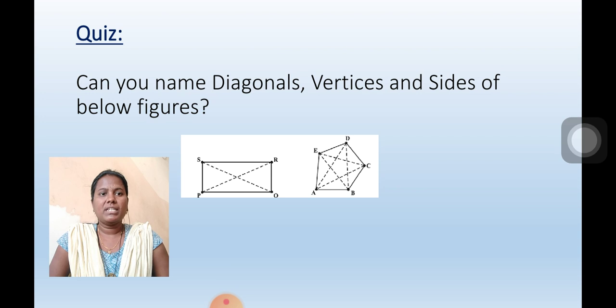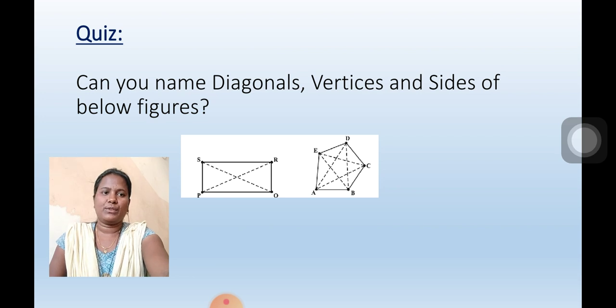Yes, you have to name the diagonals, vertices and sides of the given figures. Okay, this is a work for you.